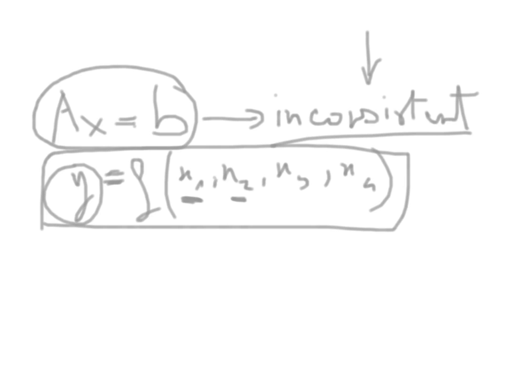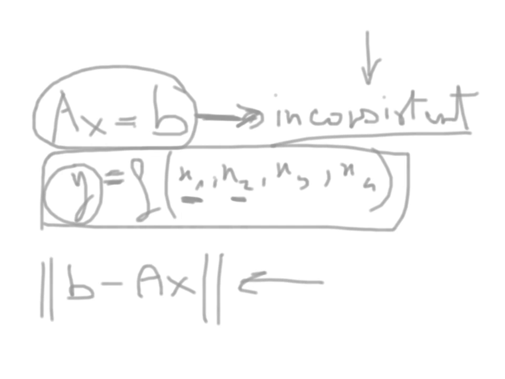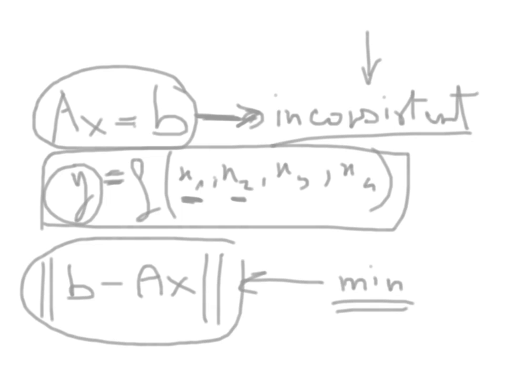Basically, it tells you that this system is inconsistent, but it also tells you that you can minimize the error. That is, you can search for the difference between B and AX and minimize this. You want to find how to minimize this difference, this norm.